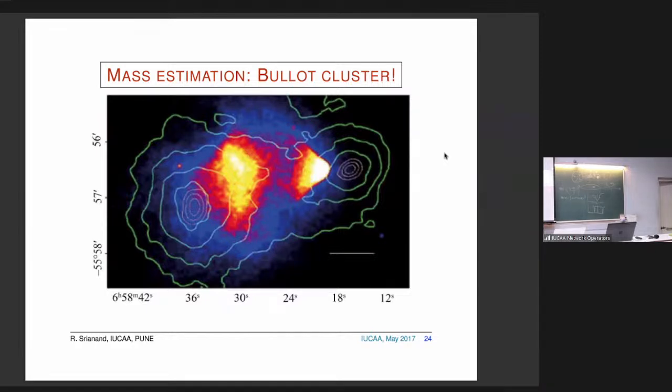So what people do now is a lensing measurement. You make a deep image, look at all the background sources and see which direction they are curved. And you measure the potential which is required to do this. So what is that one? That one is this one. These contours which you are seeing are the measurements of dark matter.